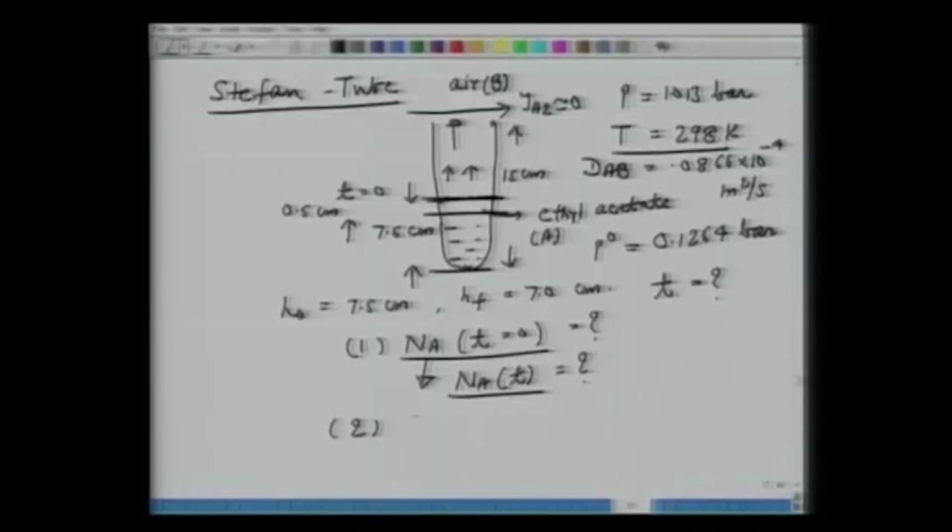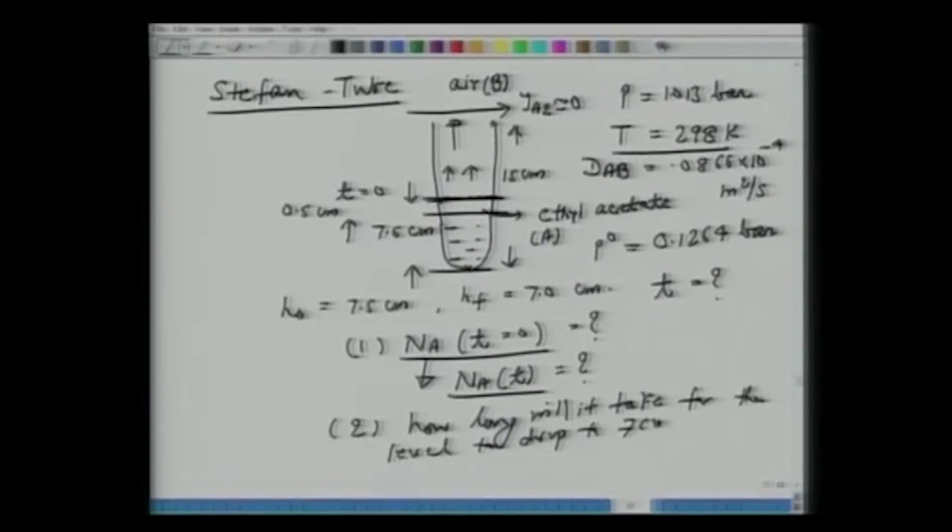So you have to be very, very careful how and when or if we can use that expression for diffusion flux of Na. So that's question number 1. Question 2, as we said, how long will it take for the level to drop to 7 centimeter, measured from the bottom of the tube.